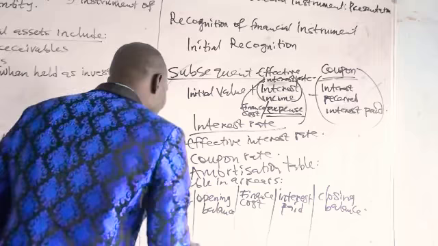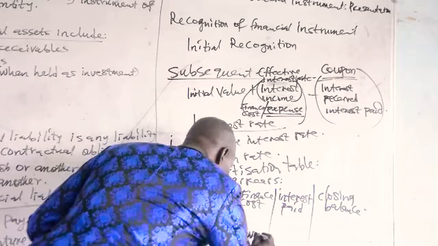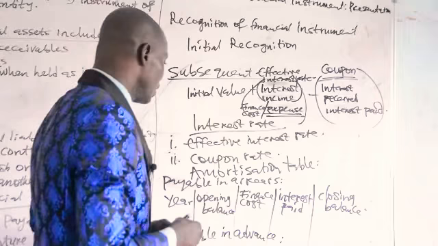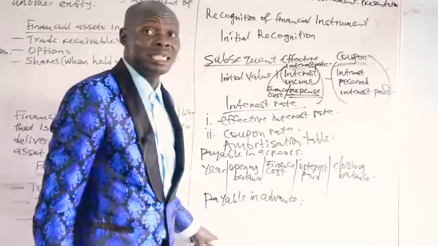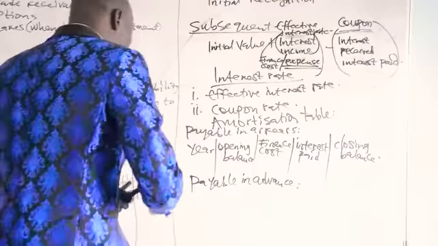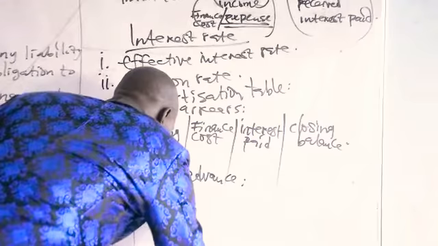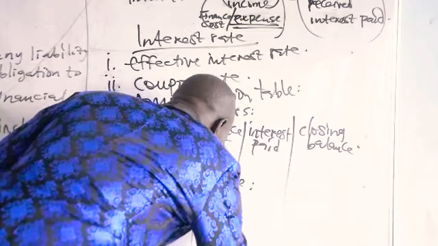So that is for that. Where it is payable in advance, and where it is payable in arrears: it is assumed that the installment is payable at the end of the period. That is where it is payable in arrears. But where it is payable in advance, that is to show that it is payable at the beginning of the period. So in that case, you have year, opening balance, and the amount paid.